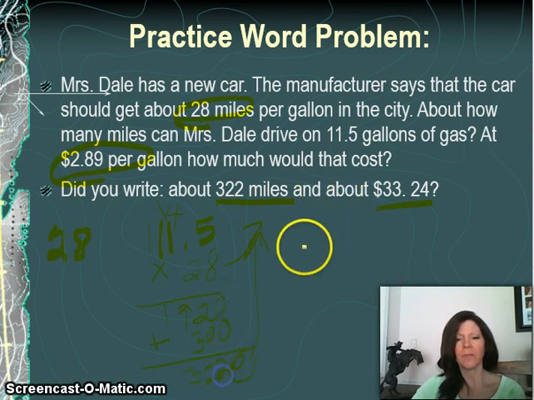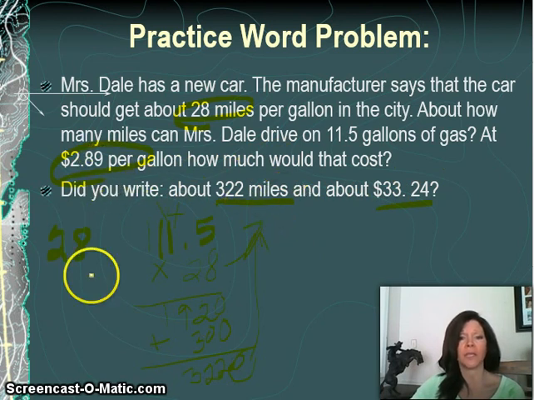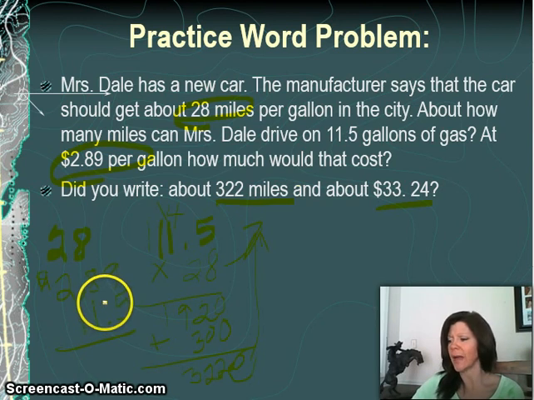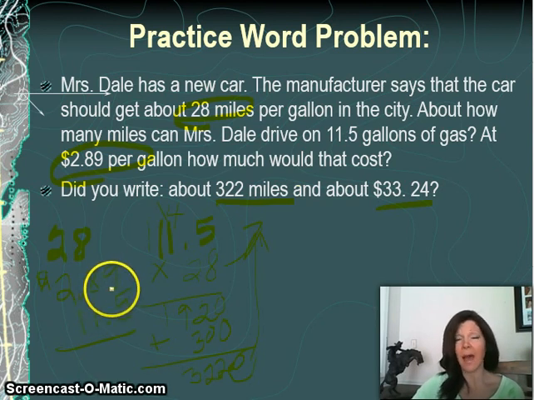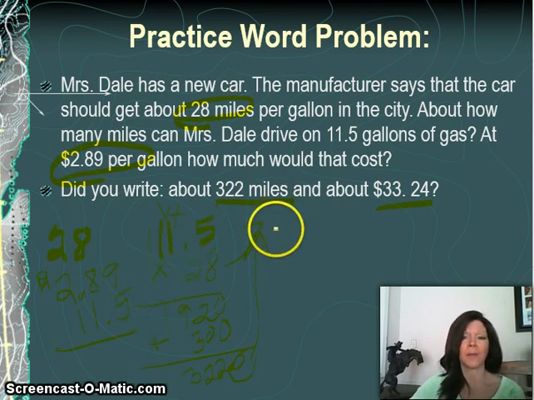Then it wants to know how much would that cost. Well, to figure out how much that costs, you have to take $2.89, hopefully you did this, and multiply it by 11.5 gallons. When you do that, you're actually going to get 33.235. When you move your decimal point over, you would actually increase the 3 to a 4 because you had the 5. So let's see if I have enough room here to do this over here.